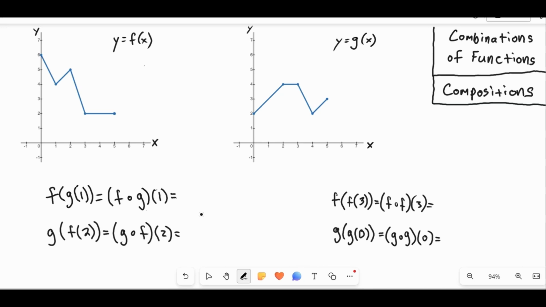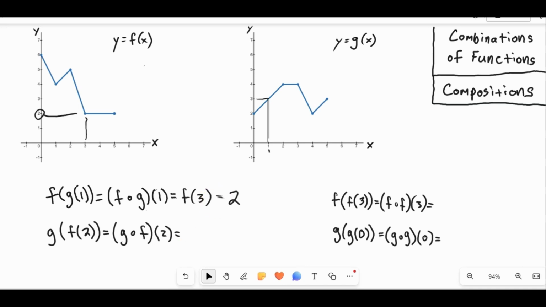Okay, so here's the g graph. Let's go to an output of 1. And we'll go up, and at an output of 1, we have 3. Okay, and so this is really just asking what is f of 3, because g of 1 is equal to 3. So it's just asking what is f of 3. So now we go to the f graph, and we go to 3, and we can see that f of 3 is equal to 2. And therefore, f of g of 1 is equal to 2.